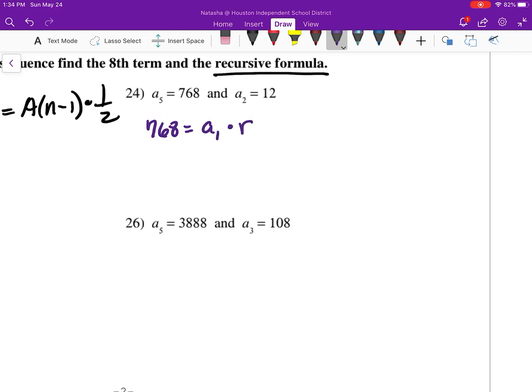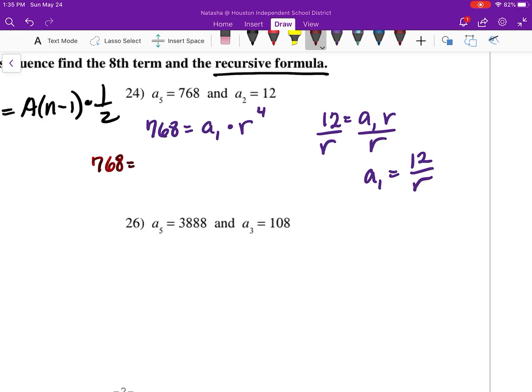So I've got 768 is equal to our first term times the ratio to the 5 minus 1, which is going to give me 4. Okay? And then our second one is going to be 12 is equal to a sub 1 times r. 2 minus 1 is 1, so I'm just going to leave that as r. And then I'm going to divide this by r. So my first term is going to be equal to 12 over r. So this one's going to work out very nice for us.